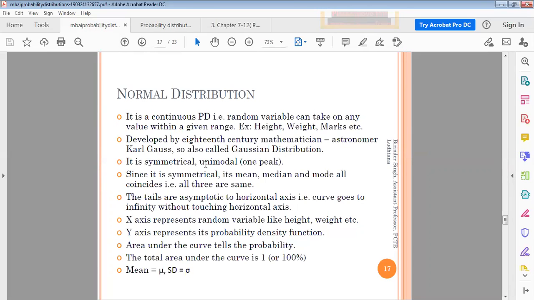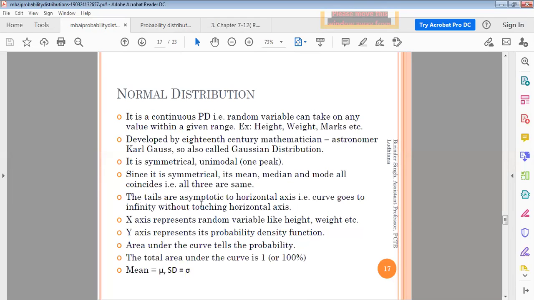It is symmetrical and unimodal. That means one peak, unimodal. Since it is symmetrical, its mean, median, and mode all coincide. That means all three values are the same: mean, median, and mode. For a symmetrical curve, all these three are the same.